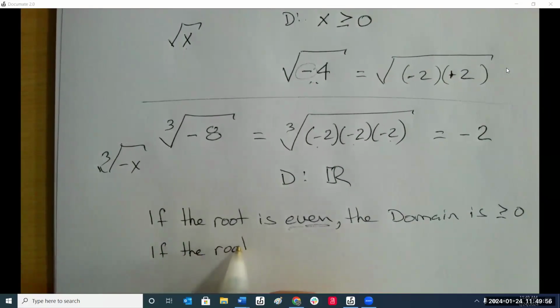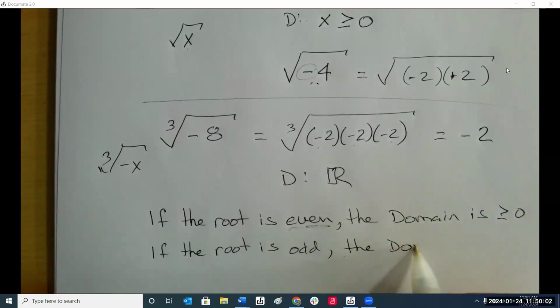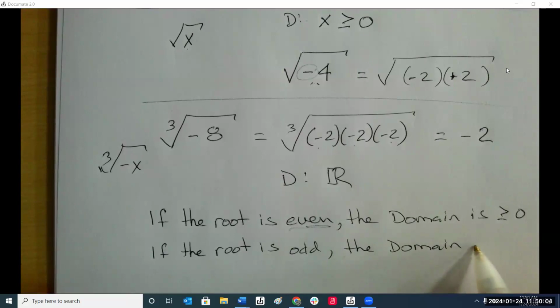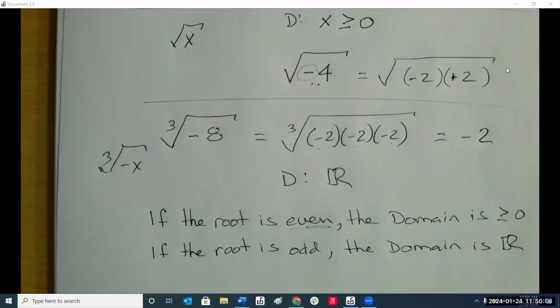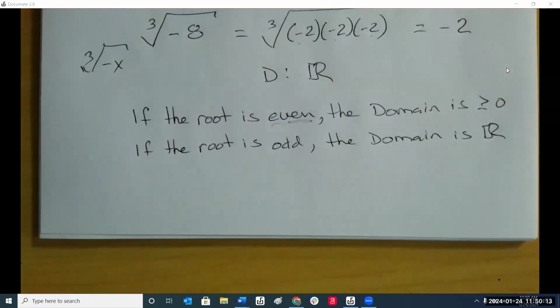If the root is odd, domain is all real numbers. It could be positive, negative, and 0. This is the way we prove things in mathematics. We take an idea, we put some numbers in there, see what happens. And then we extrapolate an answer from there.